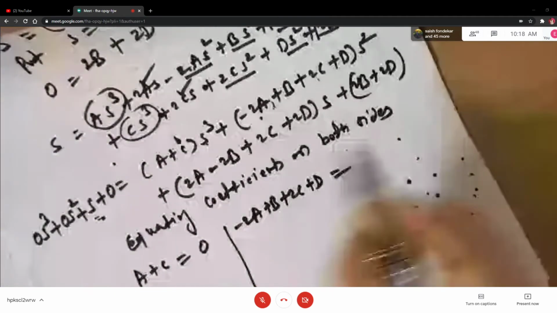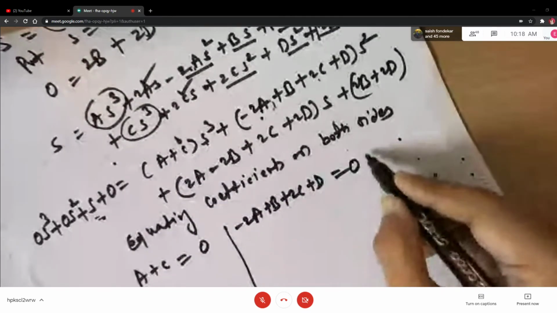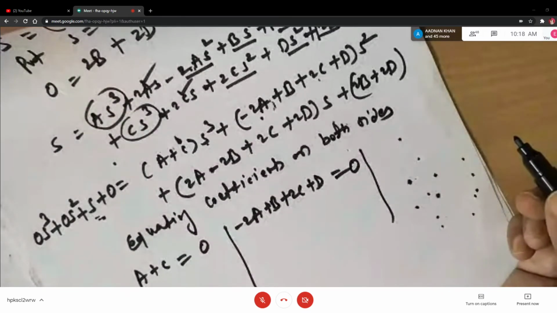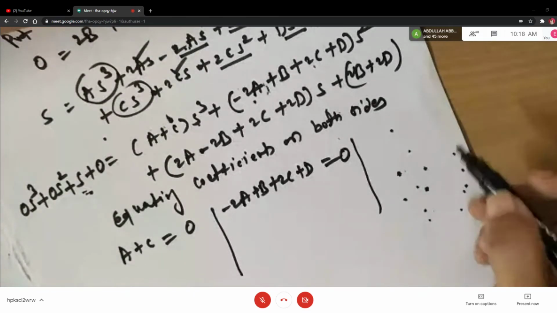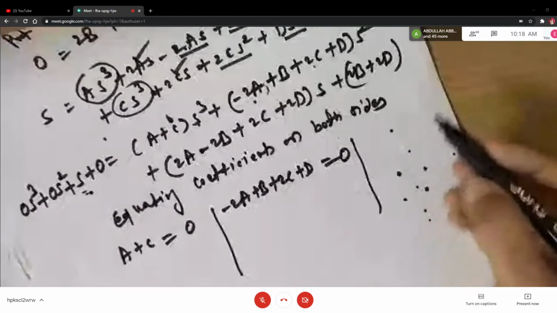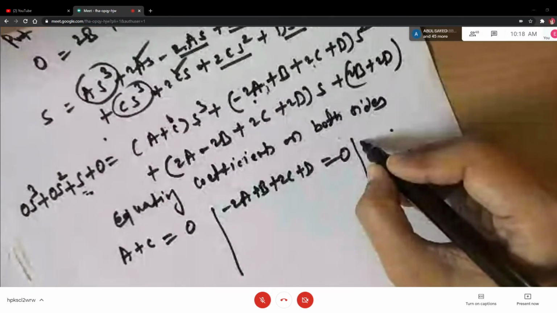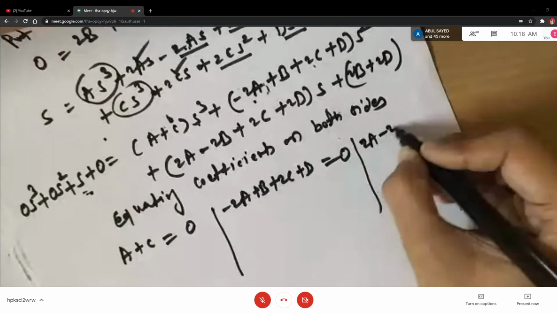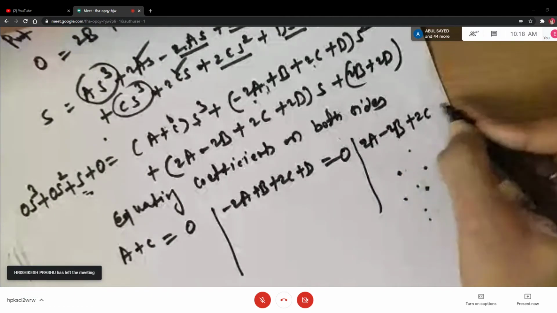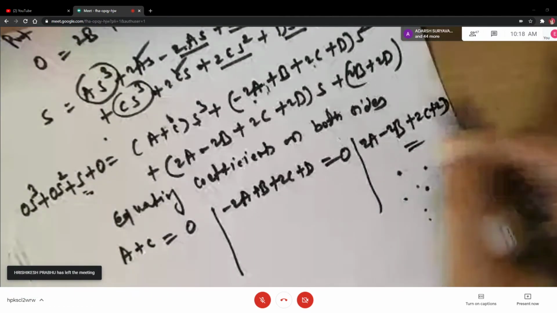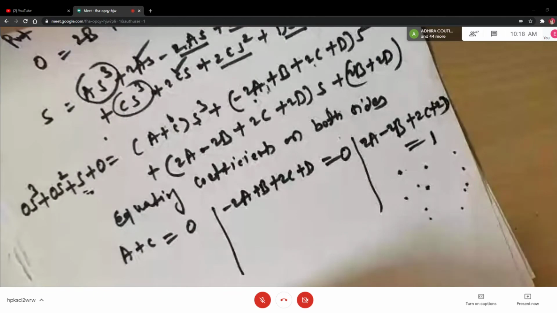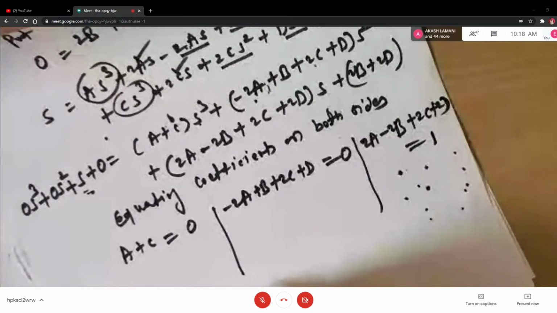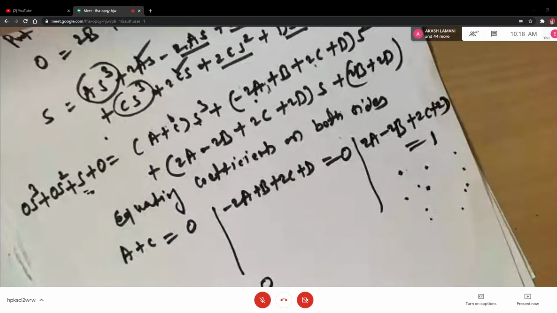And what is coefficient of s square on left hand side? 0. I am getting a set of equations in terms of a, b, c, d, which I need to solve and get values of a, b, c, d. Then coefficient of s on right hand side is what? 2a minus 2b plus 2c plus 2d. And what is coefficient of s on left hand side, students? It is 1, not 0. Don't write 0. And the last equation is constant on the right hand side is this, and constant on the left hand side is 0.